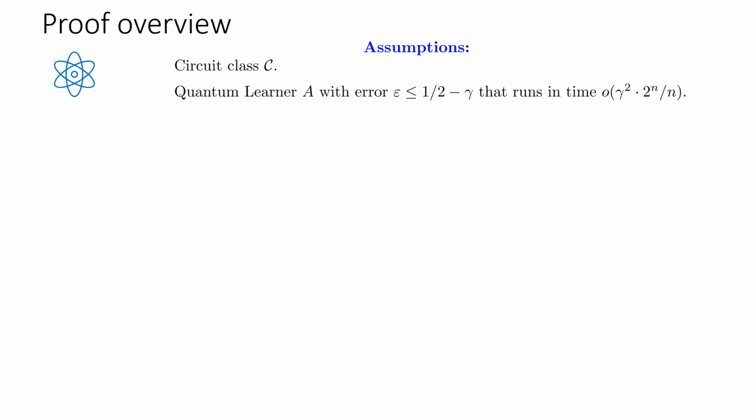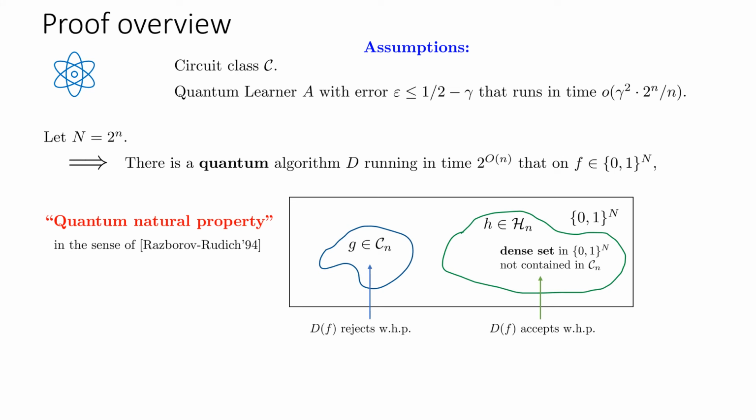Over the last few minutes, let me briefly go through the main stages of the proof. Fix a circuit class C, and suppose that we have a non-trivial quantum learning algorithm for C. The first step of the proof is to obtain what is called the quantum natural property against C using the learning algorithm. A quantum natural property is just a quantum algorithm that is given as input an entire truth table representing some Boolean function f, and is able to distinguish between two cases.